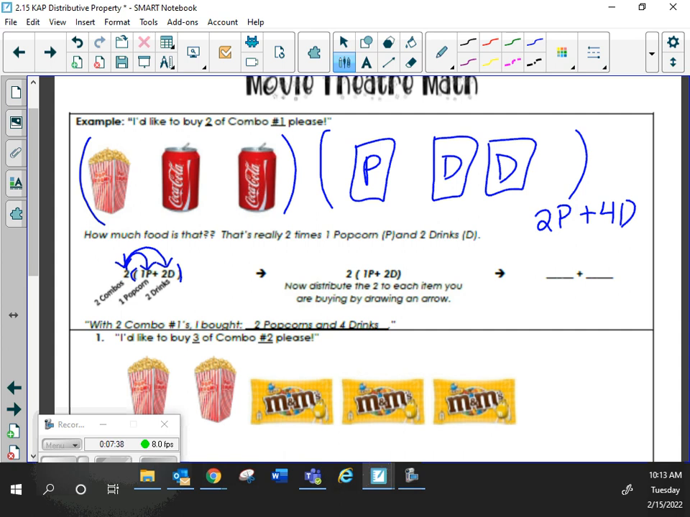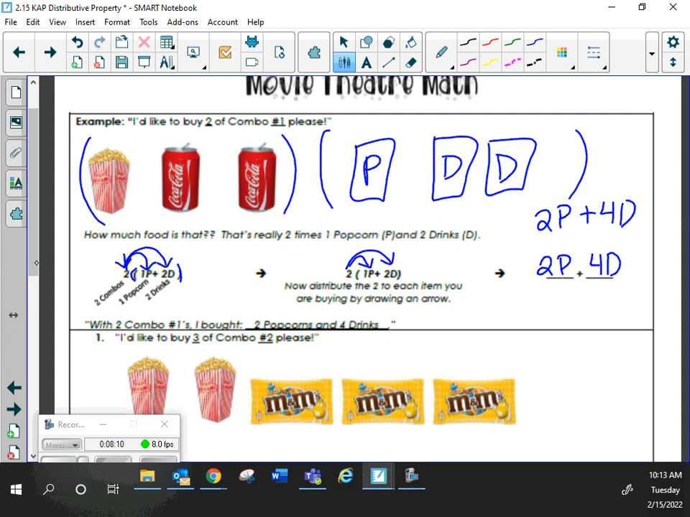Again, a little bit of a cleaner one is over here. I'm going to distribute that 2 to both terms. Again, that 2 is multiplying, so I'm going to do 2 times the 1 popcorn. 2 times 1 would give me 2 popcorn. And then 2 times the 2 drinks, 2 times 2 would give me 4 drinks. Does that match my model? Yes. Again, I can't take it one step further because those 2 items are not similar. I cannot add them as they are. In total, I should have 2 popcorns and 4 drinks.